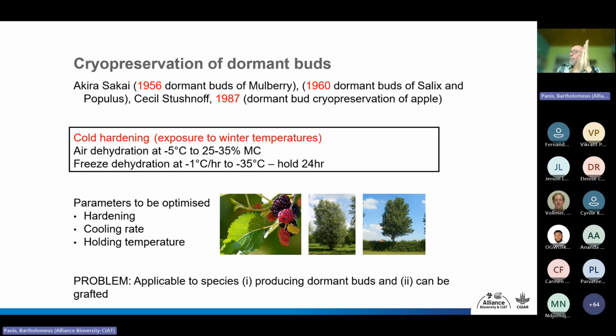But what is now the major problem with this kind of methodology is that, first of all, it's only applicable to species producing dormant buds, so typically often trees in temperate regions. And also the species need to be grafted, because after the cryopreservation of these dormant buds, you need to regrow them. And of course, an individual dormant bud, you cannot let it root just by putting it into soil. No, you need to graft it. And so these are the two requirements to apply this protocol.